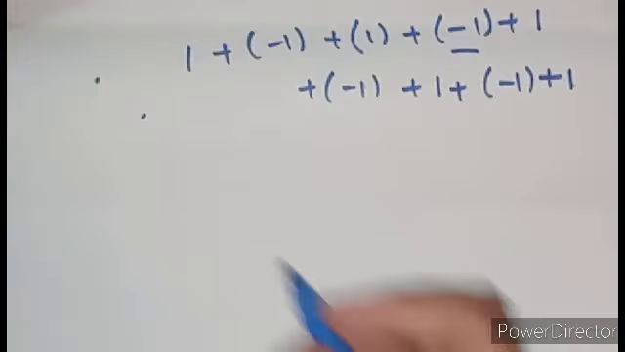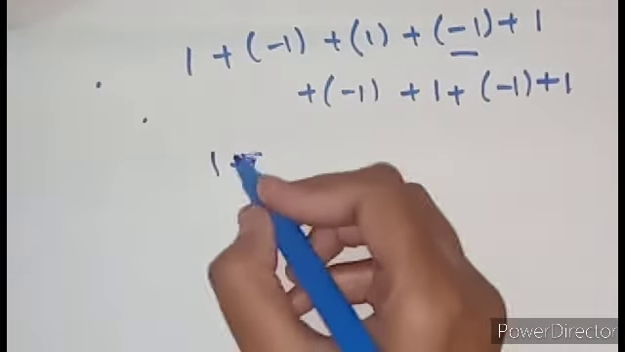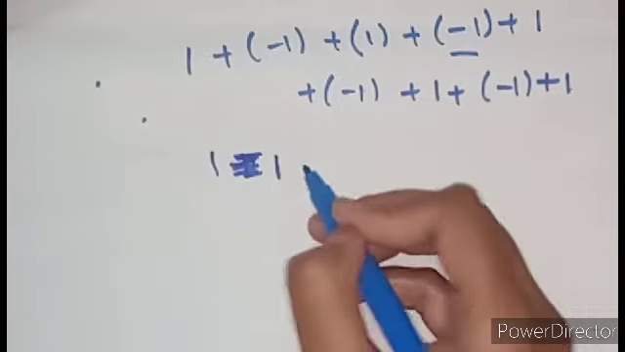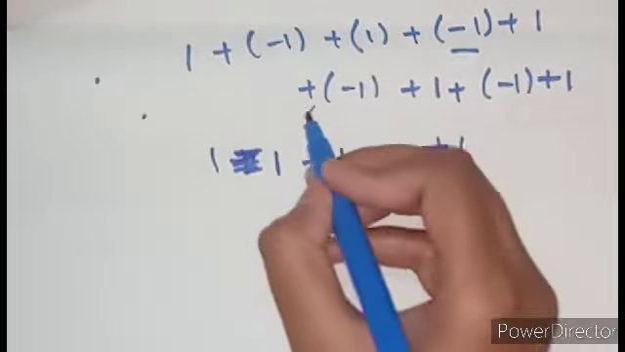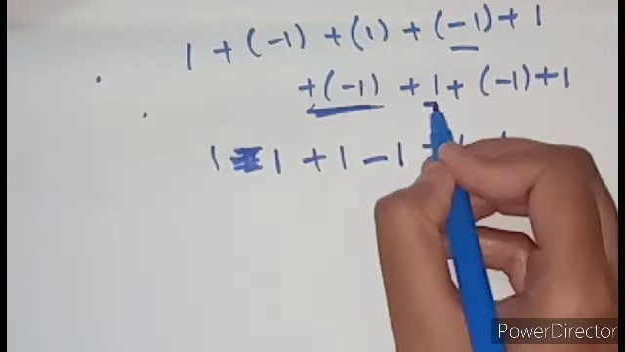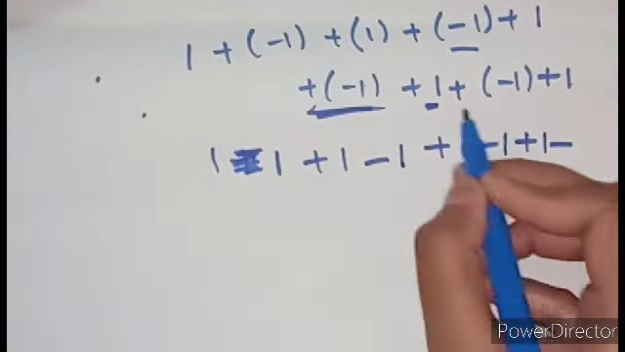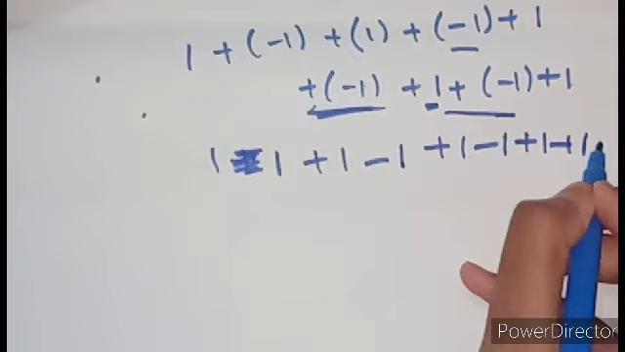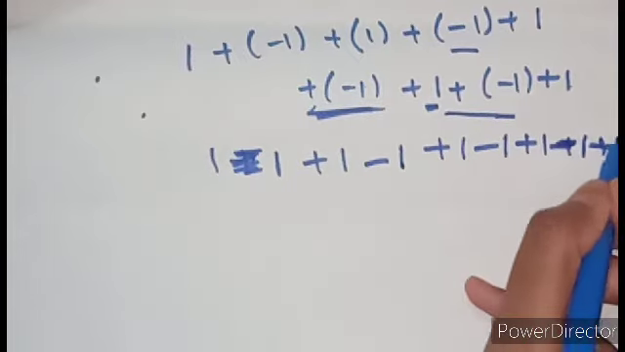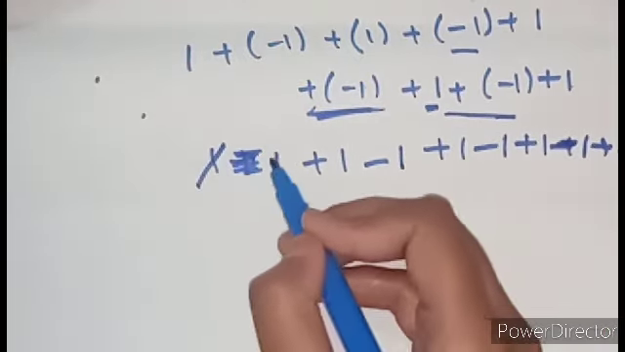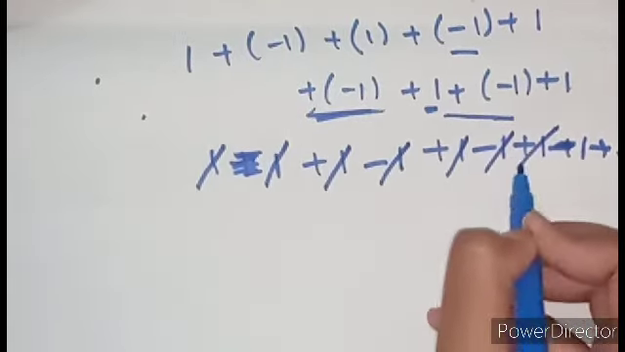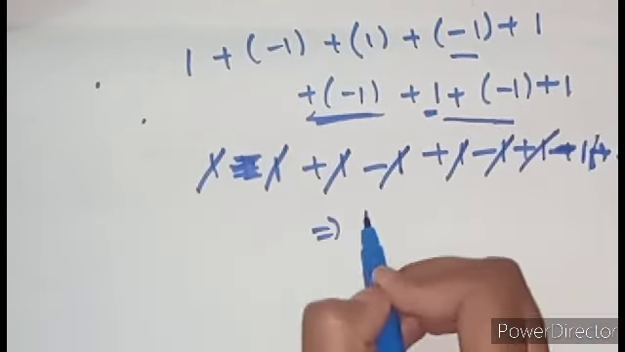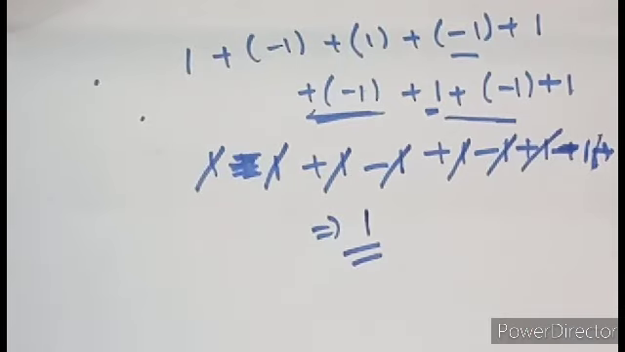1 as it is, plus into minus is minus, plus 1 as it is, plus into minus is minus, plus 1 as it is, plus into minus is minus, plus 1 as it is, plus into minus is minus 1, plus 1. So this plus 1 and this minus 1 get cancelled, plus, minus, plus, minus, plus, minus. You will end up getting the answer as 1.